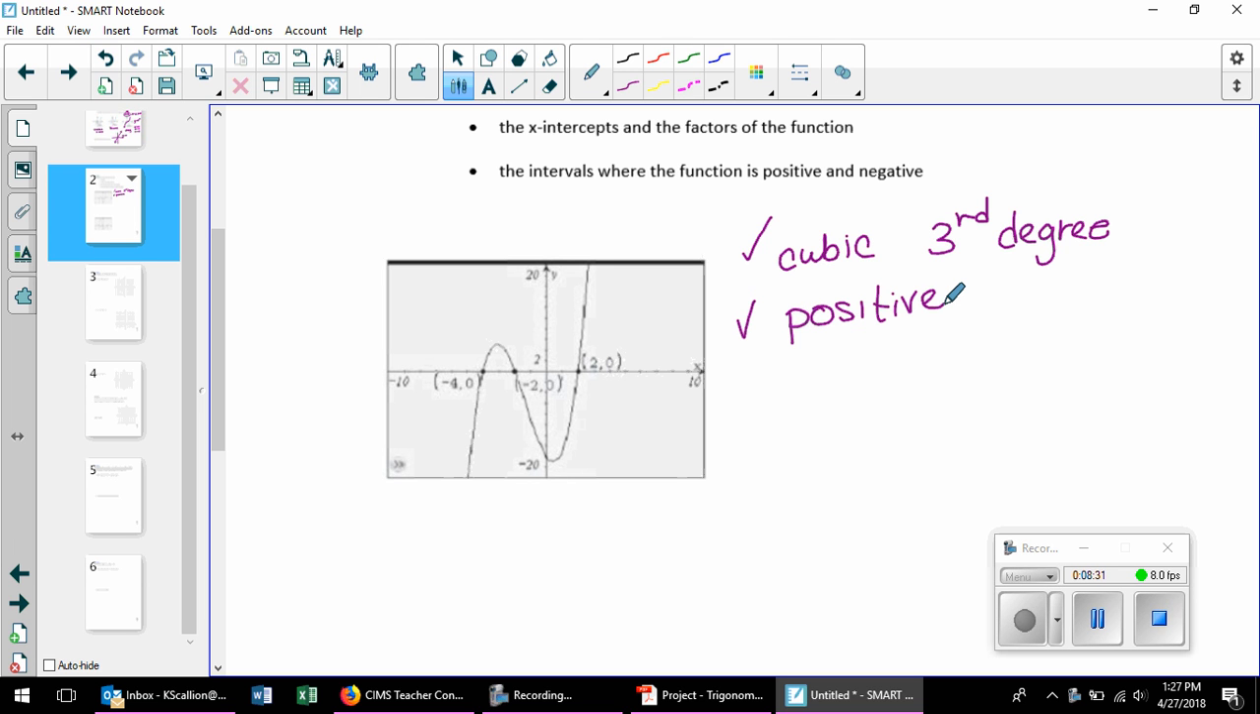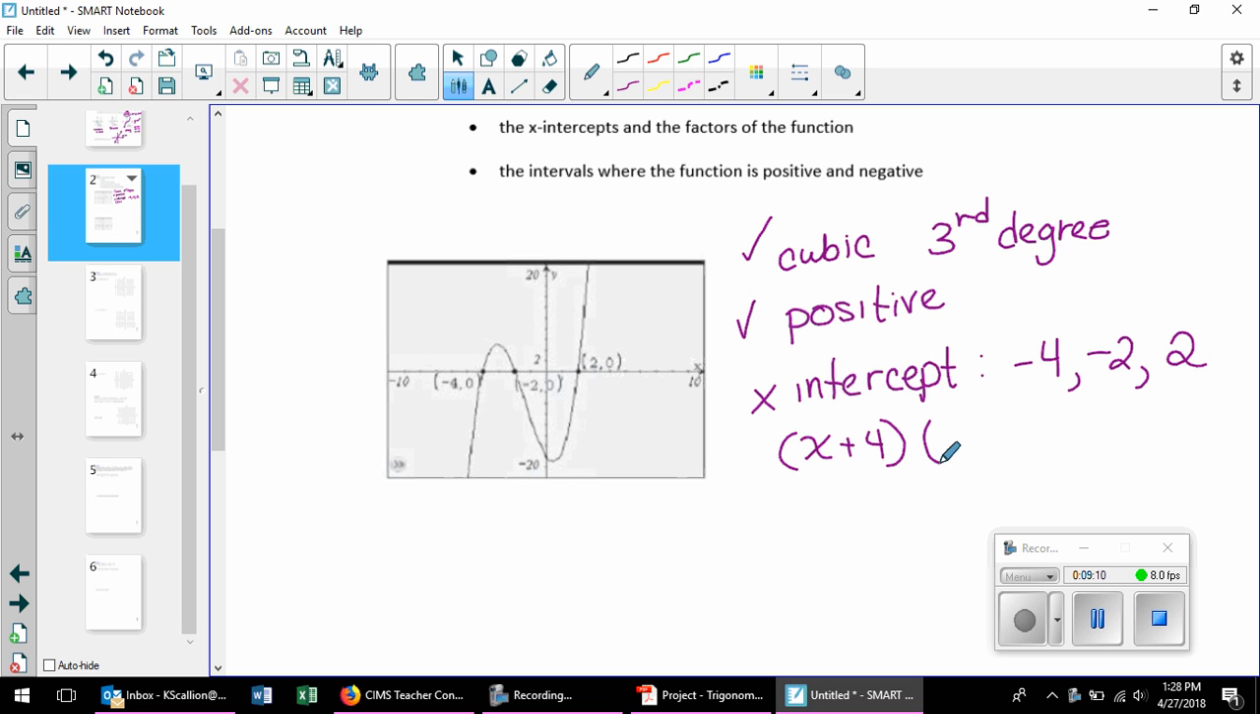Okay. So next up on my list, x-intercepts. My x-intercepts are at -4, -2, and +2. Now I want to write those as factors. What would those be? Put them back in the brackets: x plus 4, x plus 2, x minus 2. So you're going to be able to work backwards and forwards. And then let's talk about positive and negative intervals.